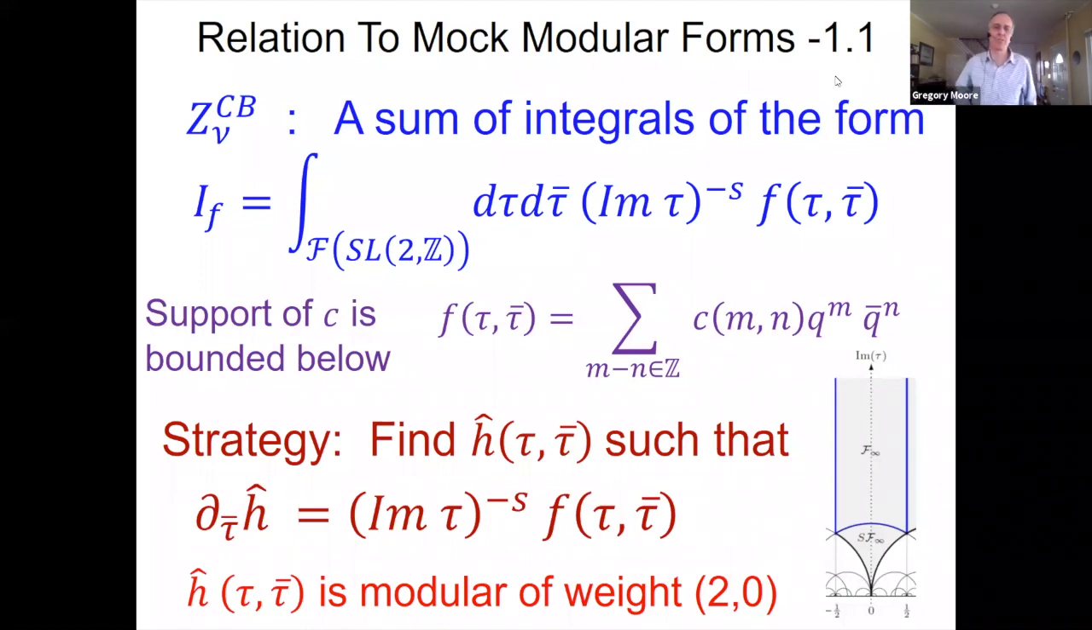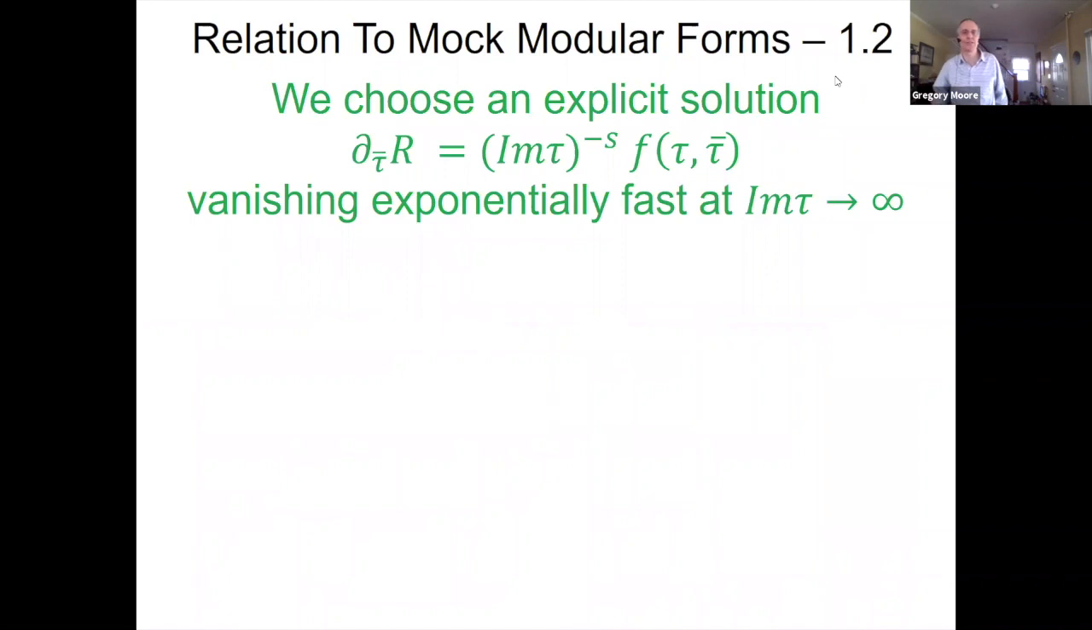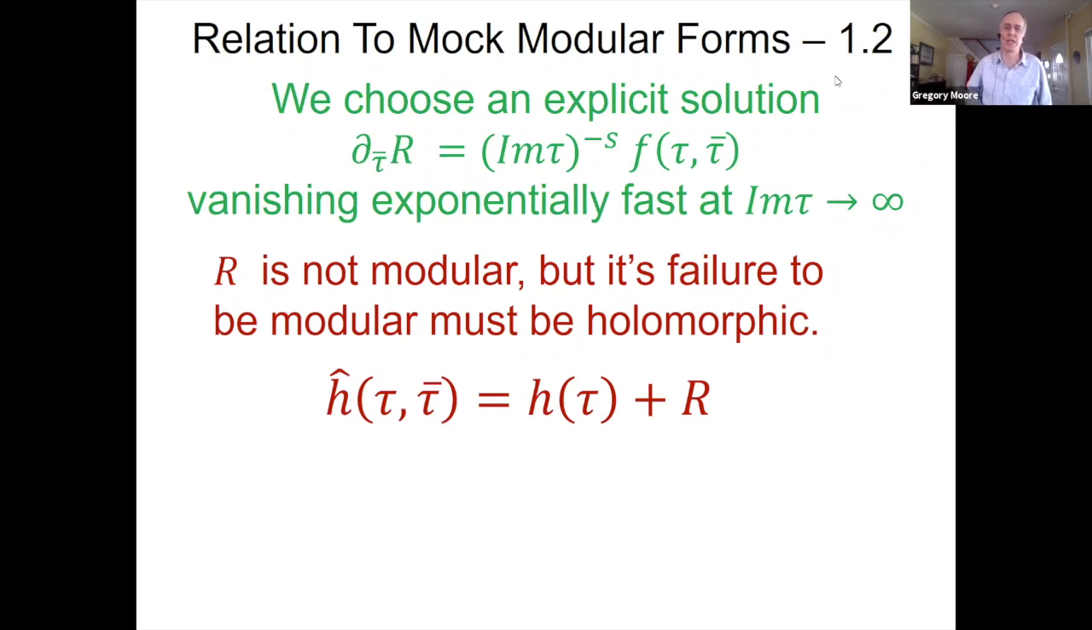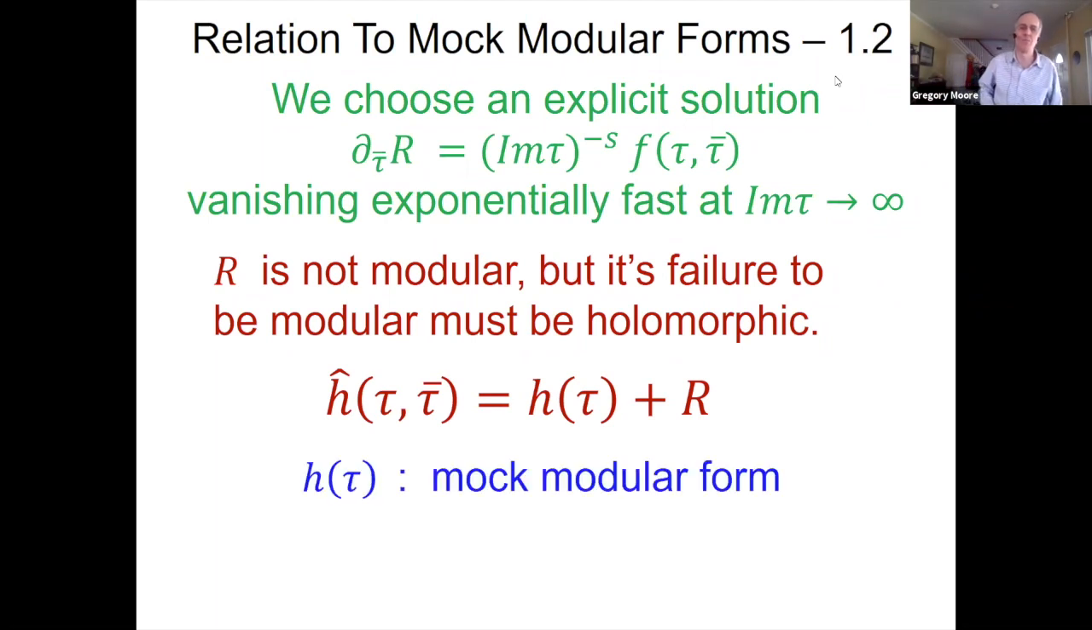Now it looks like it's no big deal, right? You just have to solve that first order differential equation. This is really just an exercise in first year calculus. You can find a function r which is vanishing exponentially fast and solves this first order differential equation. You can just write it down explicitly in terms of incomplete gamma functions. But then what happens is that r is not modular. On the other hand, the differential equation is modular. So the failure of r to be modular had better be some holomorphic shift. That suggests there's a holomorphic function h of tau such that h of tau plus r is modular. And such an h of tau is what's meant by a mock modular form.